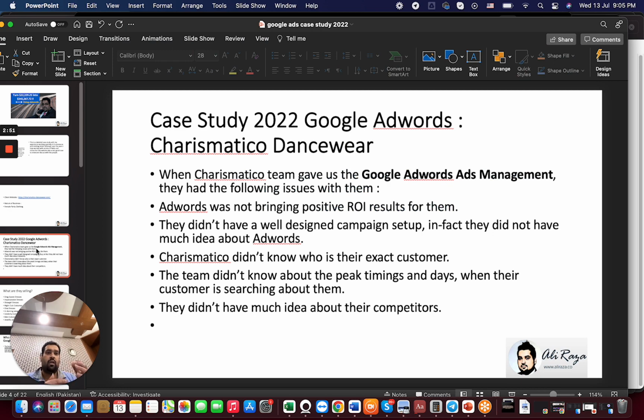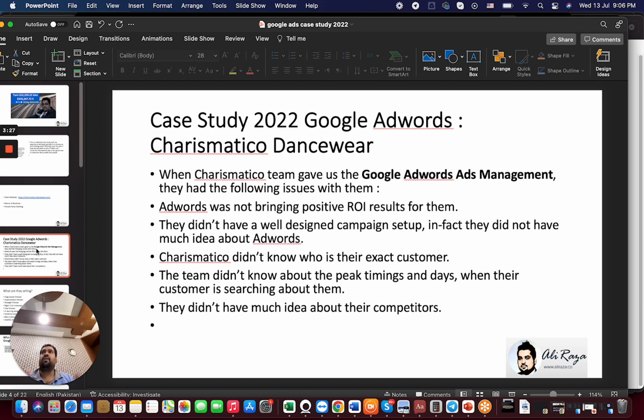When the Charismatico team handed over the Google Ads management services to us, by us I'm referring to me and my company, the main cause of concern was that Google Ads was not bringing positive return on investment for them, and they didn't have a well-designed campaign setup. In fact, they didn't have much idea about Google Ads because they are specialized manufacturers. As an owner, you can't become an expert in everything, so they needed to outsource it. Gladly I was able to work with them.